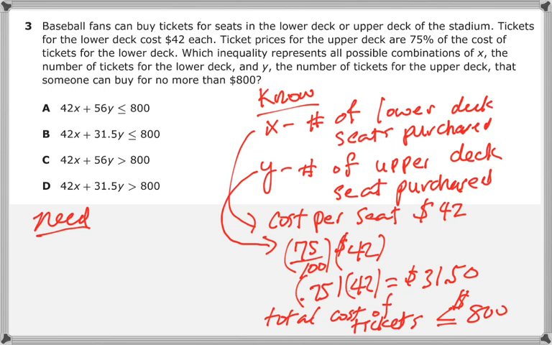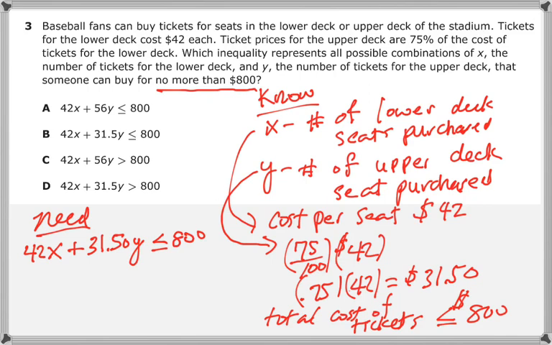Okay, so let's start putting everything together. We're going to have 42x. This represents the amount we're going to spend on the lower deck seats. Then we add that to the cost of the upper deck seats, and y represents the number of upper deck seats purchased. And let's put in our total cost, that we're going to spend no more than $800. So this should be the inequality that we're looking for.